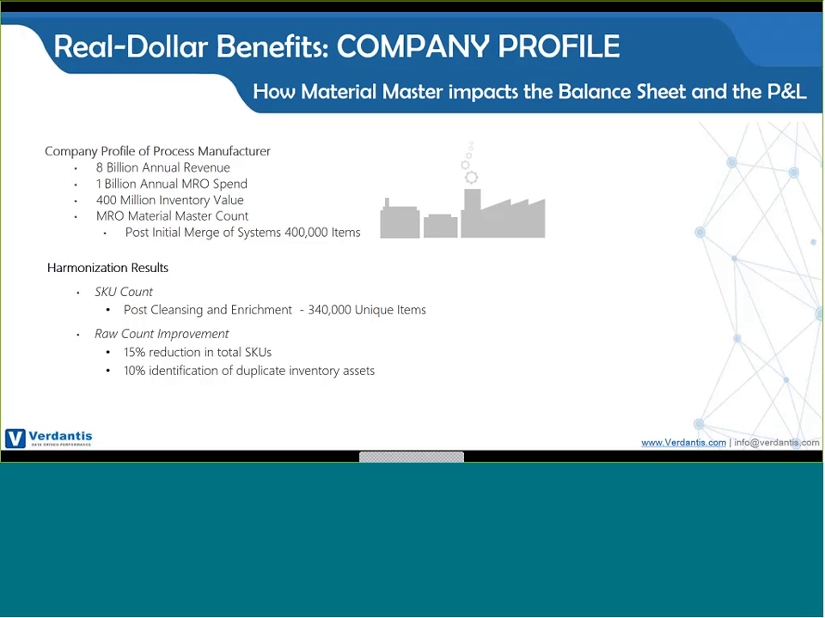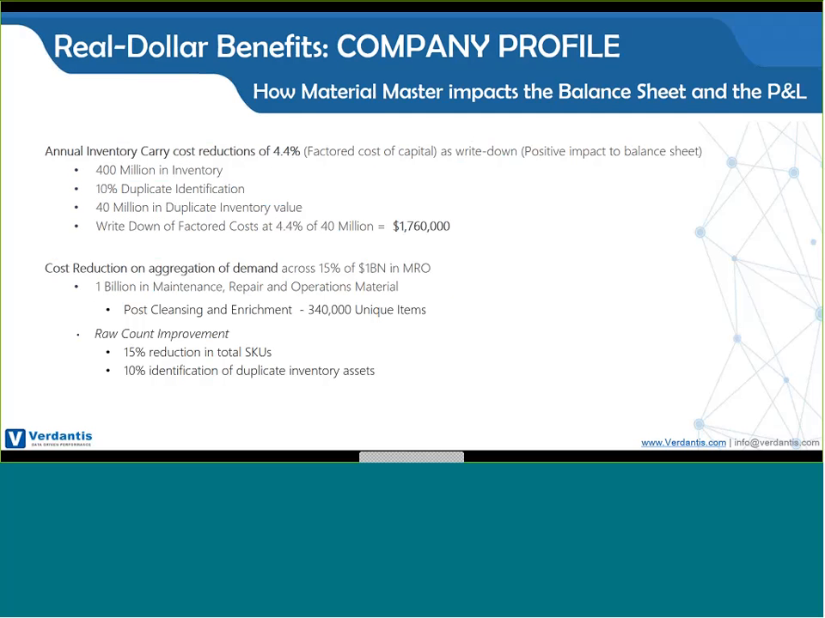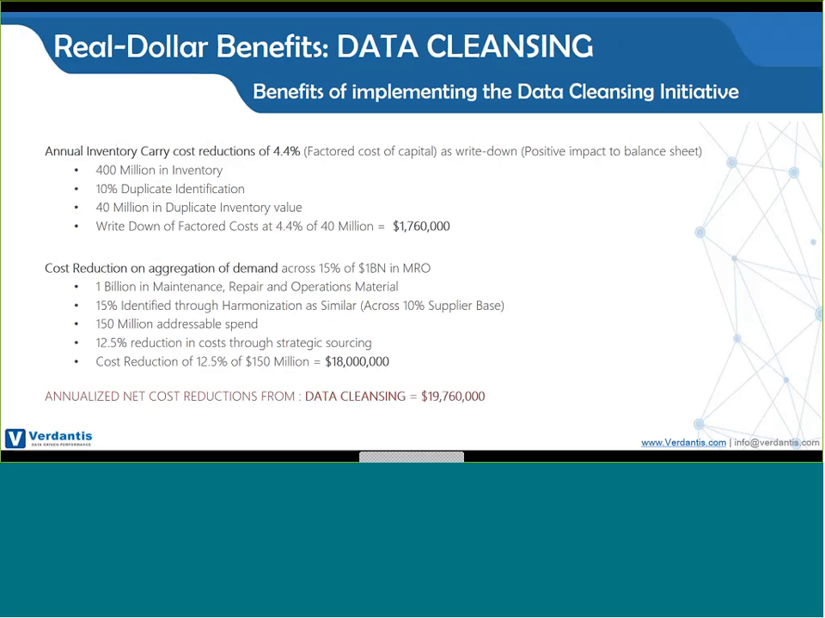Somebody had fudged a part number here or a description there, but by the time we harmonized all that data, we were able to show them that they were, in fact, the same part. From a raw count improvement, that's a 15% reduction in total SKUs, not bad out of the box, and a 10% identification of duplicate assets. So what does this mean and how did they justify the system?